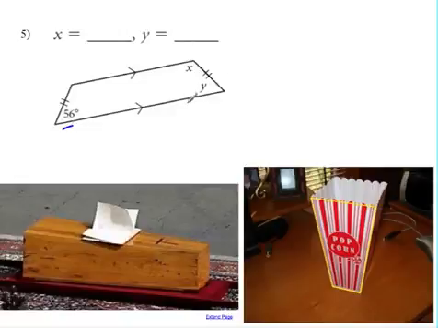Because 56 and Y are base angles, we'll say that that's also 56 degrees. Since 56 and X have to be supplementary, we'll say that's 124 degrees. So X equals 124, Y has to equal 56.